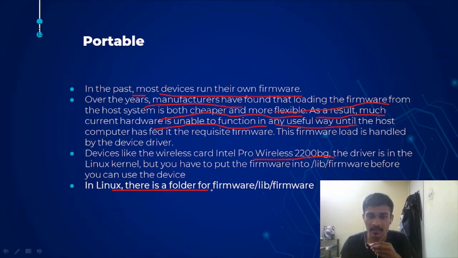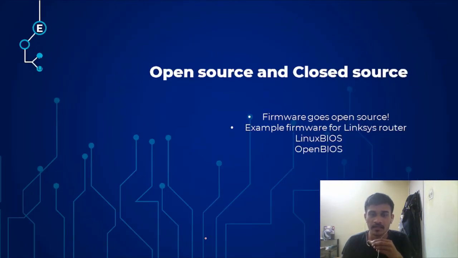In Linux there is a folder for firmware, that is /lib/firmware. Next is open source and closed source. Firmware does go to open source. Examples are firmware for Linksys routers, LinuxBIOS and Open BIOS.